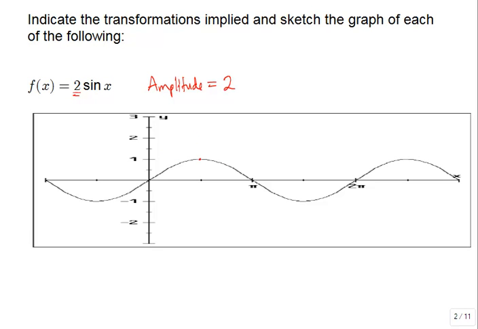So this max, which is normally up here at 1, is being stretched vertically up to 2, and this min, which is normally at -1, is getting stretched down to -2. All the intercepts at 0, when you multiply those by 2, they still stay 0. So those aren't going to change. It's only the max and the min that will change. We don't have any new period. We don't have any phase shifts.